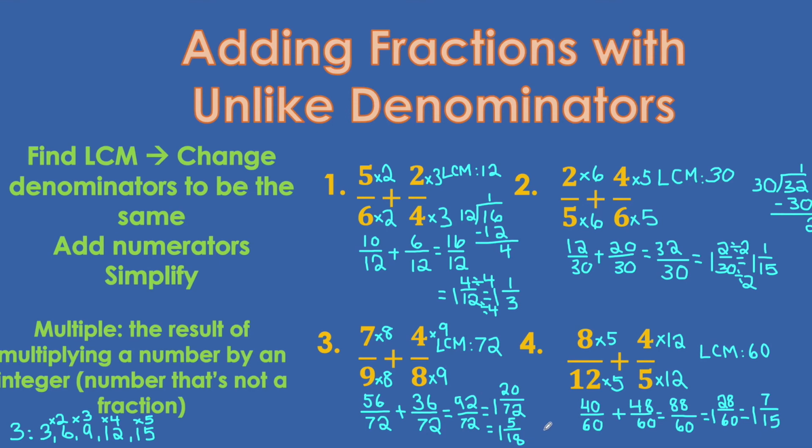And number 4, the LCM is 60. So you change both denominators to be 60. You get 40/60ths plus 48/60ths equals 88/60ths. Change that into a mixed number. 1 and 28/60, which can be simplified into 1 and 7/15.